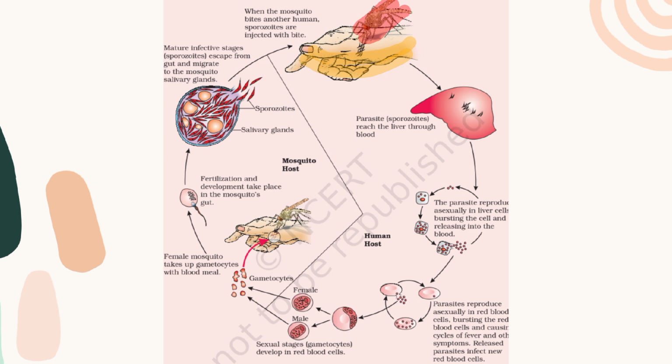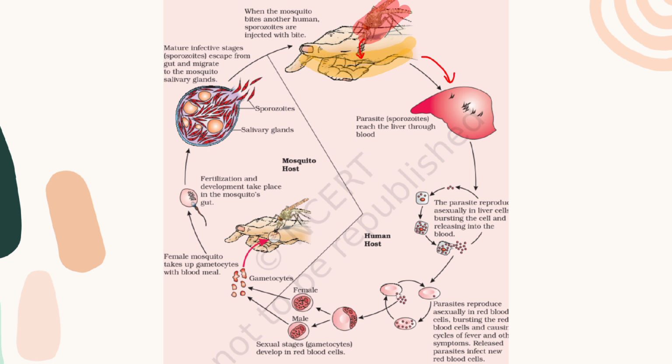What happens is, when this mosquito bites a healthy human, the parasites, called sporozoites, are transferred from the mosquito's mouth to the blood of the healthy human. Now these sporozoites travel to the liver through the blood. When the bloodstream passes, these sporozoites move on to the liver.